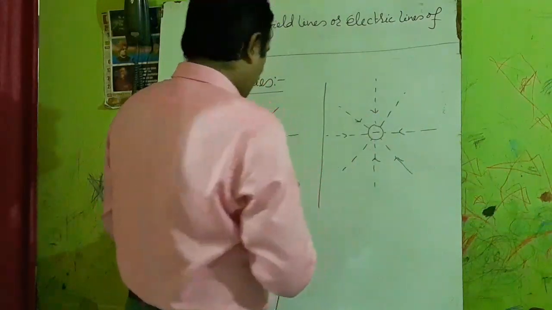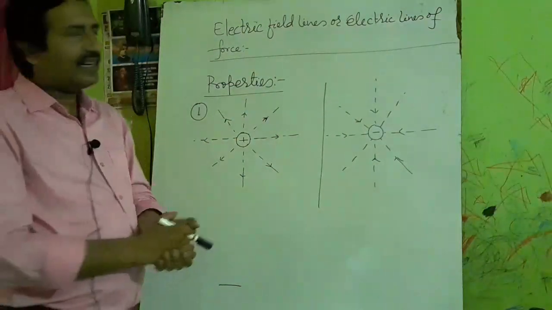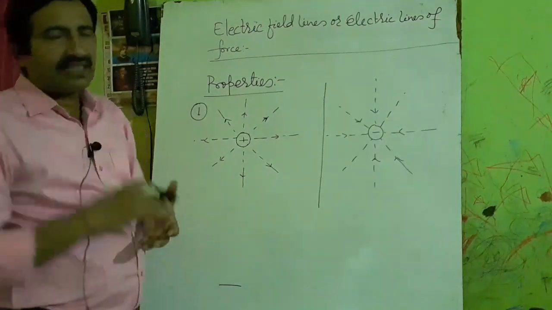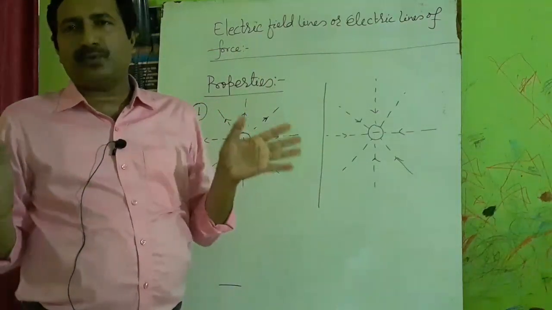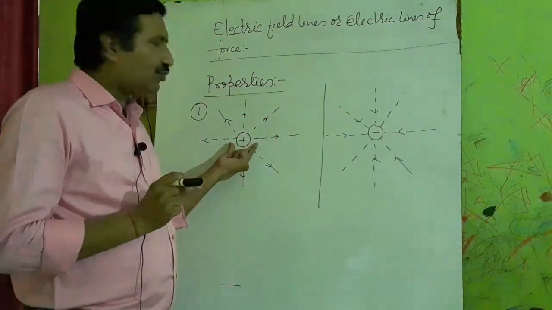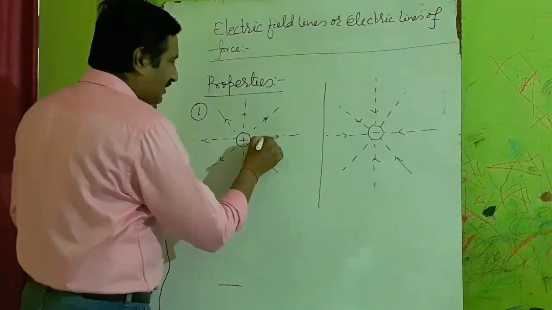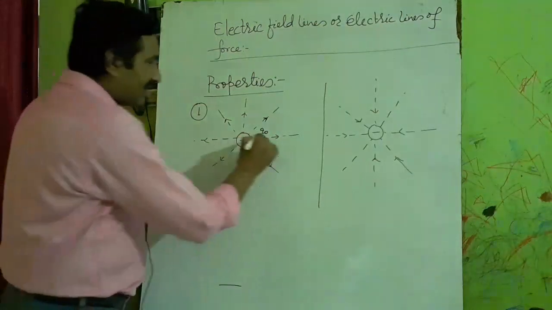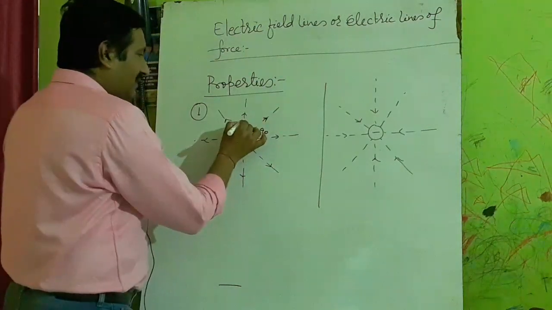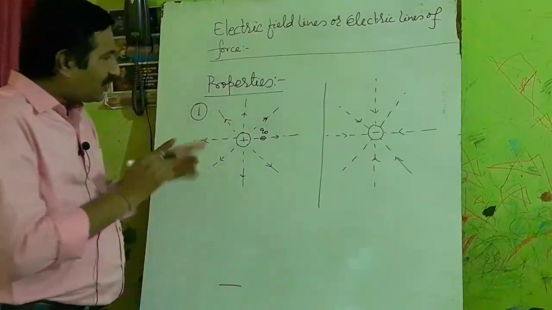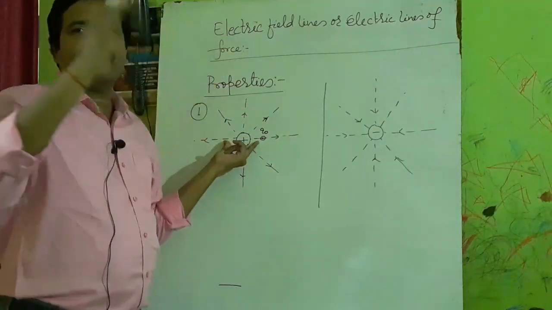Now you can ask, what is the reason to have the concept that it starts from positive charge and terminates at negative charge? I told you just now that electric field lines are the lines along which a positive test charge can move in the field. Suppose this is a positive source charge. If you place a test charge here, test charge is always a positive charge. Suppose it is Q naught. What will happen? It will experience force in this direction. If you place it here, it will experience force in this direction. Wherever you place the test charge Q naught in the field of a positive charge, it will be going away from the given charge.